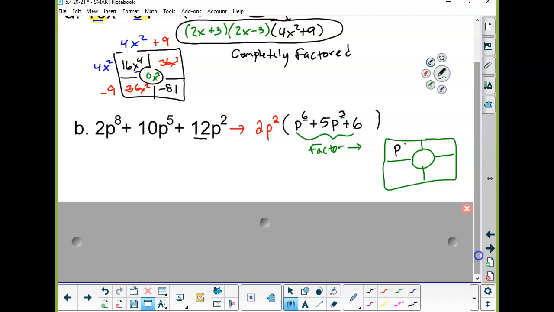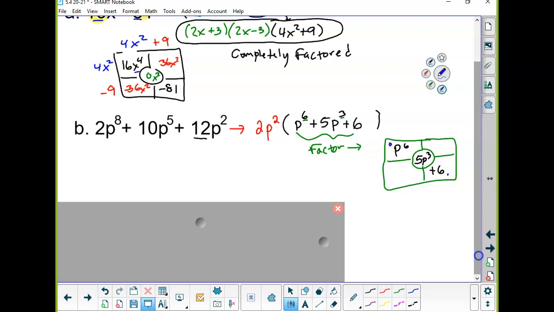So let's try p to the 6th, 5p to the 3rd plus 6. I would definitely write this down because tomorrow you're going to have a quiz. And there might have to be, not tomorrow, Friday, sorry. You'll be able to use your notes on that quiz. So these are perfect examples for you to have as references.